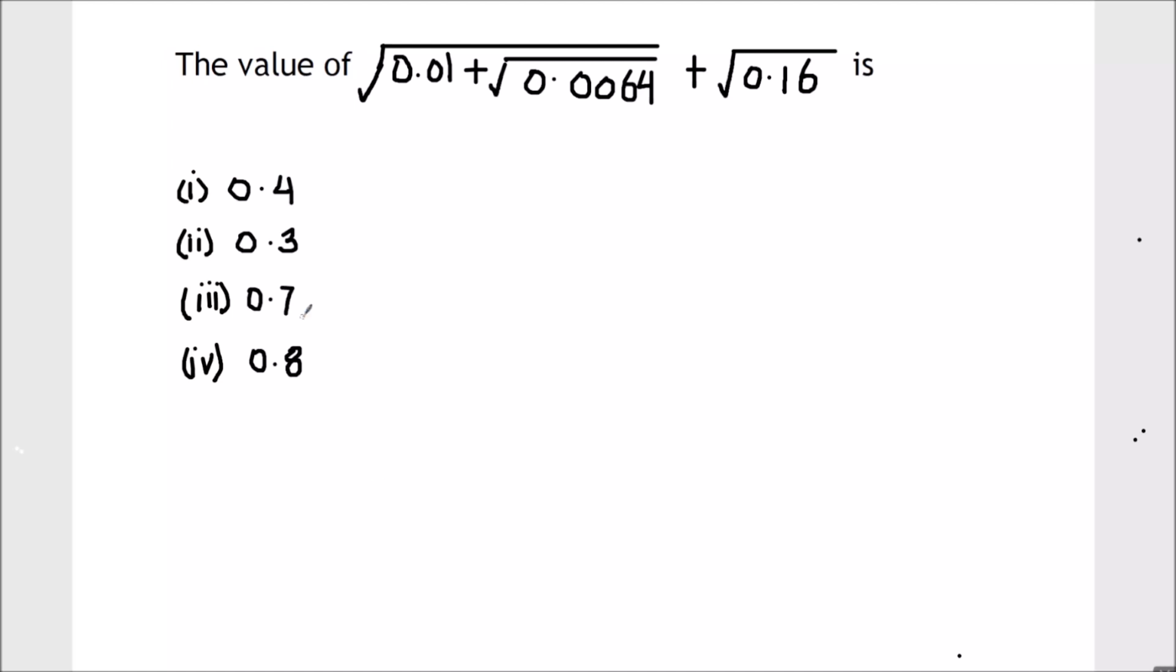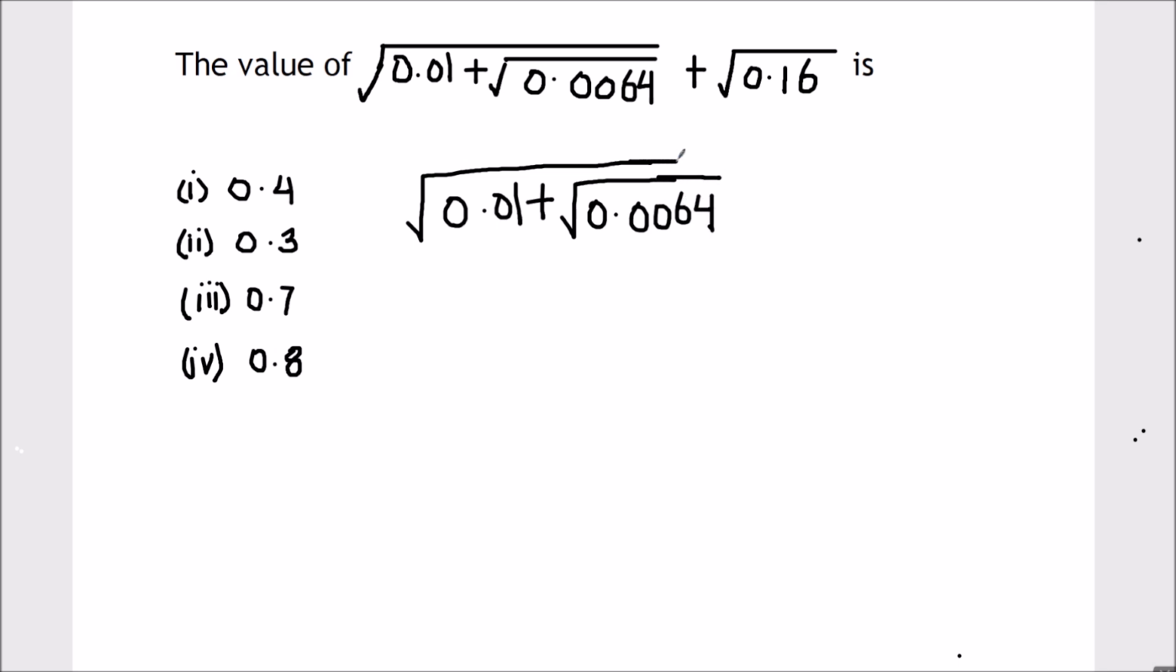Hello students, so let's solve this Math Olympiad problem where we have square root of 0.01 plus square root of 0.0064 plus square root of 0.16. First step here is to solve the innermost square root.